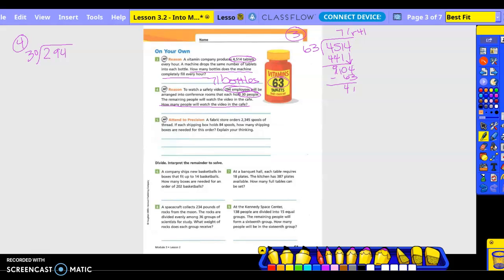Okay, 30 into 2, 30 into 29, 30 into 294. So 30 times 10 is what? 300. So we can just do 9, right? So that's what? 270. Okay, 4, 2 with 24 left over. So 9 remainder 24. Okay, are we using the quotient, the remainder, go up 1, or a fraction?